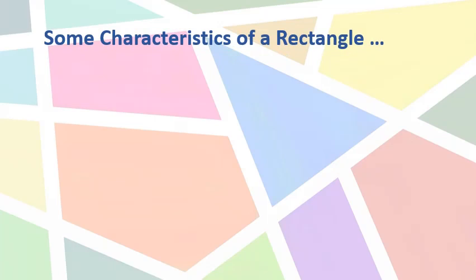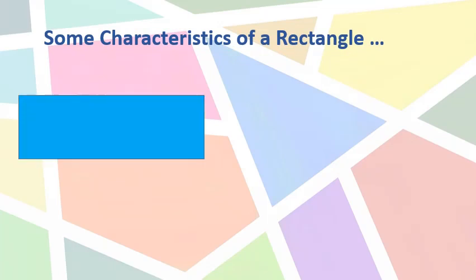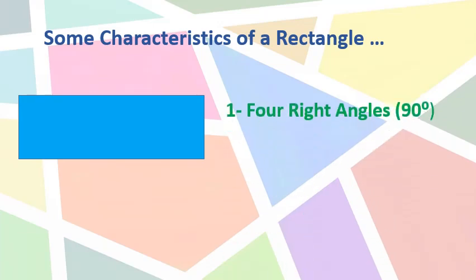So some characteristics of a rectangle. So this is a rectangle, and the first characteristic is we have 4 right angles. So where are these right angles? This is the first right angle. This is the second right angle. This is the third right angle. And this is the fourth right angle. And we said right angles are equal to 90 degrees.